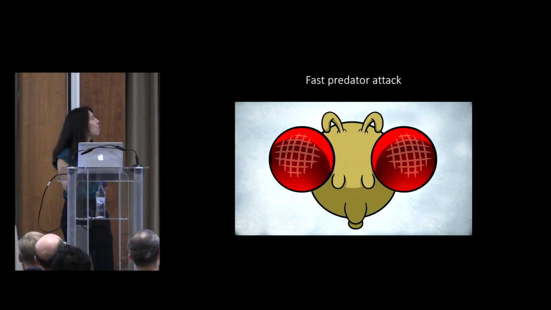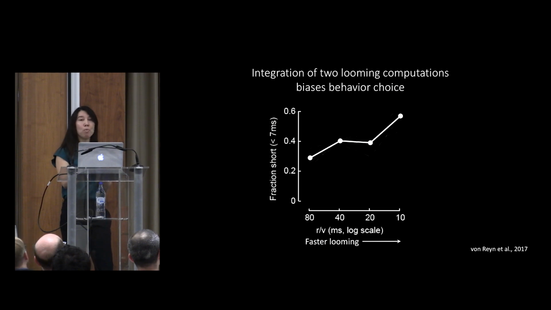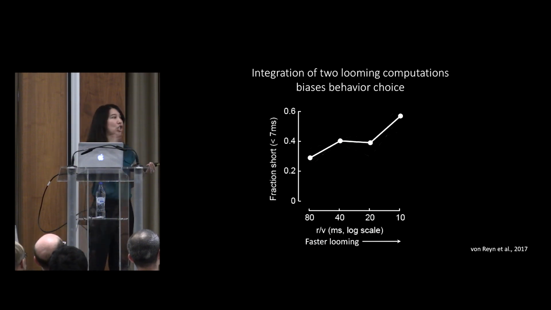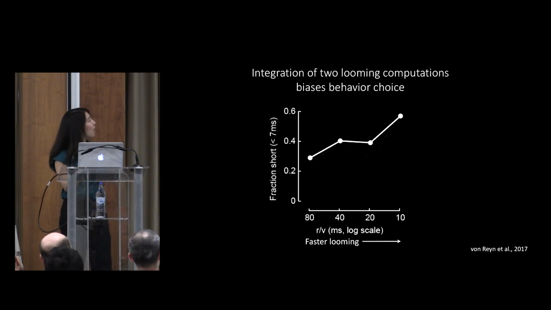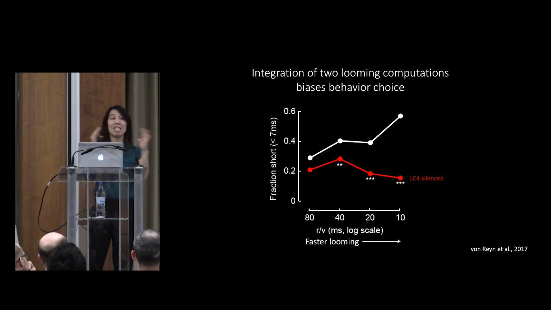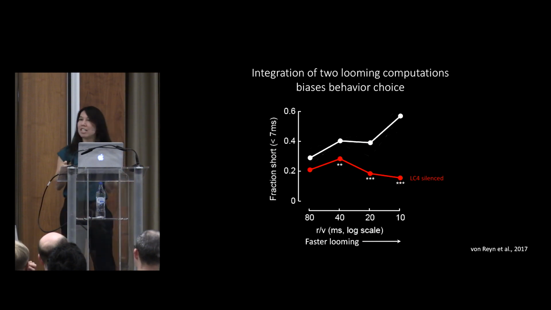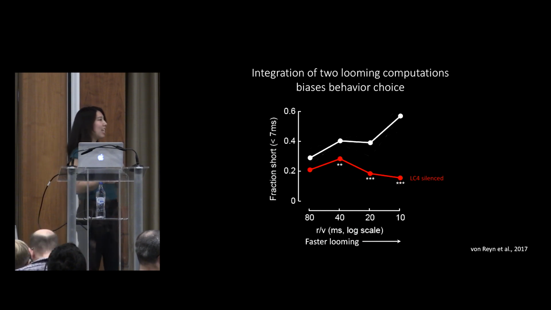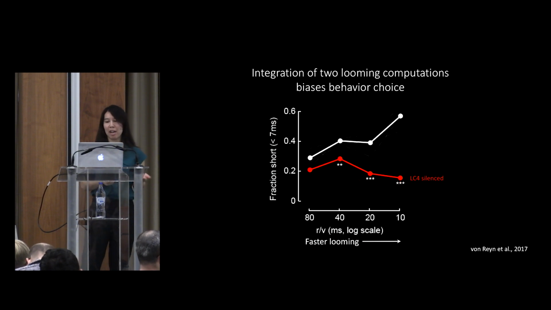And so, in fact, we see that this is what we think is underlying the fly's ability to choose between the long mode or the short mode, because if we take our LC4 silenced flies, so all we have left is the size detector, then the flies can still respond to looming stimuli, but they no longer show this bias in the behavior to increase the number of short takeoffs they would produce in response to faster stimuli. So they lose the ability to adapt to the speed of the predator attack.